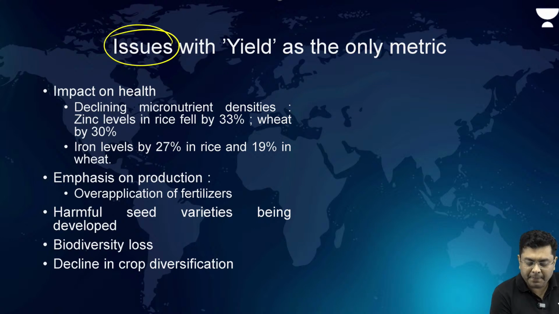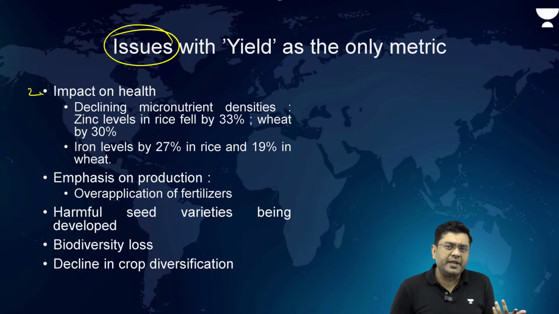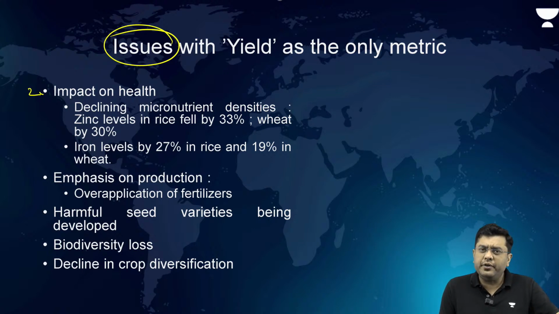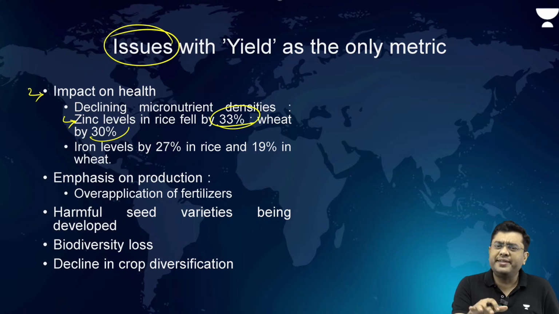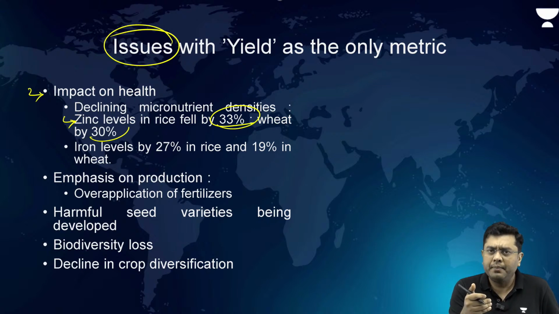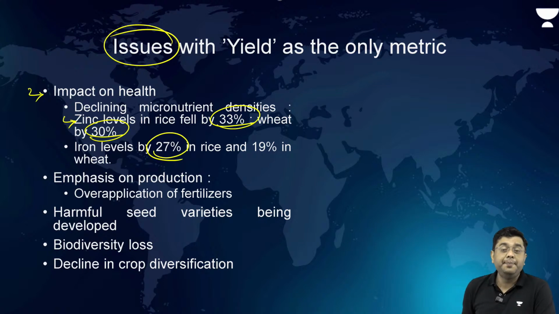So, basically, you have an impact on health. Because when you put stress on greater productivity in the same region, how do you achieve that? Maybe greater application of fertilizers, maybe a high yielding variety of seeds. It has been found out that over a period of time, since green revolution has been introduced in our country, there has been a decline in micronutrients within the crops such as rice and wheat. For example, zinc levels in rice have fallen by 33%, whereas in wheat, it has fallen by 30%. Iron, which is very important for the body system. Lack of iron is why people suffer from anemia. People become anemic, right? So basically, iron levels declined by 27% in rice and a whopping 19% in wheat. Again, a contributor to anemic condition.